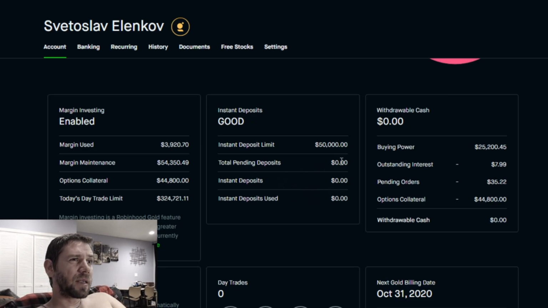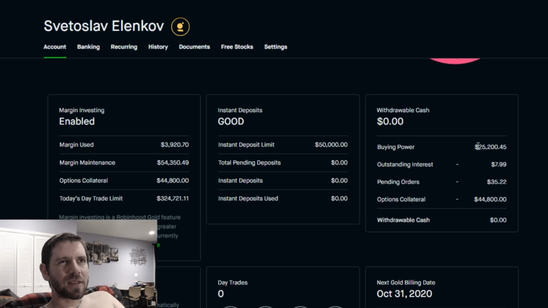Okay, so total pending deposits. I'm not depositing anything right now. So that's these 2 boxes. Withdrawable cash currently at 0. So it means I can't use my Robinhood debit card, right? Because I'm actually borrowing money. I don't have any cash sitting in the account. I'm using credit. Okay, which is different than buying power, right? Because I have margin enabled, okay, I have my credit card enabled.